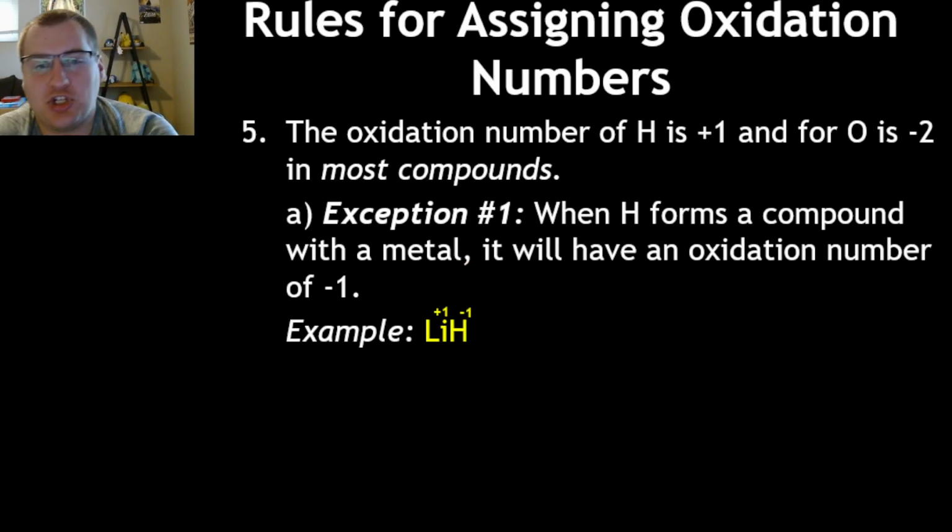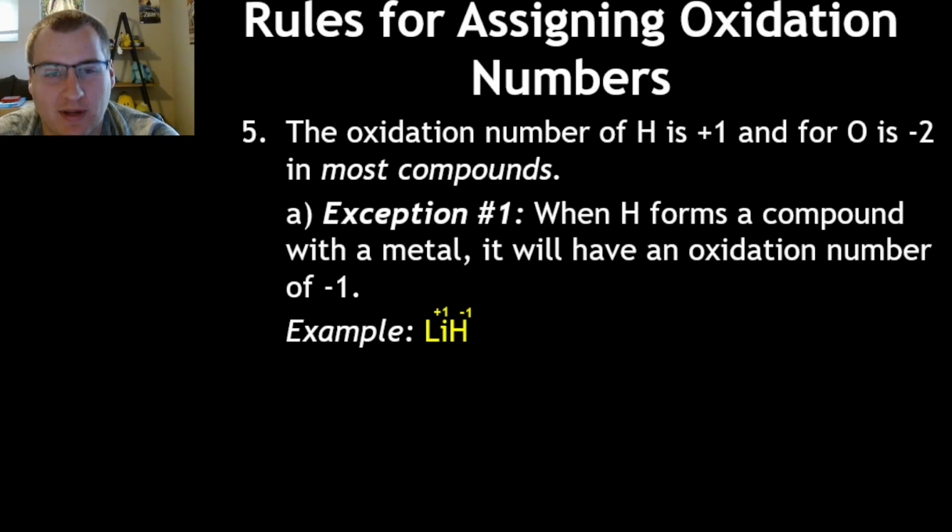Okay, H and O are the next ones we're going to talk about. The H is almost always 1 plus. There's an exception we're going to talk about below. Exception 1. When H forms a compound with a metal, it'll have an oxidation number of 1 minus. H can either get to 0 electrons or to 2 electrons to satisfy its octet rule, so it can do either. This example here at the bottom, LiH, is very rare. This isn't usually going to happen.